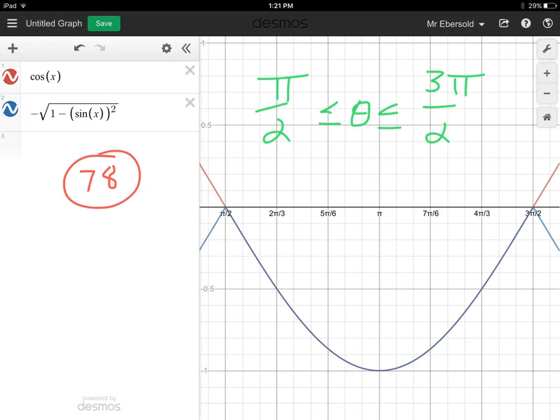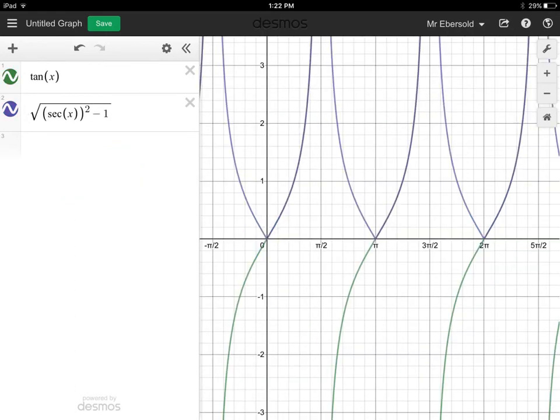So I am going to take a look at 80 also. Okay, so basically the same explanation. However, we do have a different thing going on here. The green is tangent, and remember that tangent is going up, and then resets down here, and then resets down here. And anywhere these two graphs intersect is the answer.